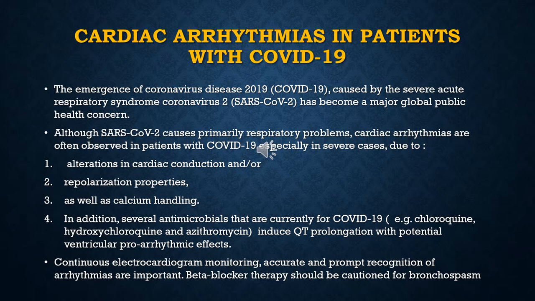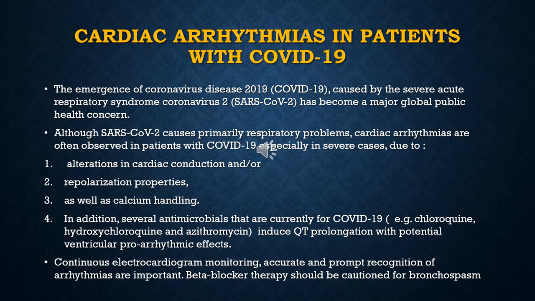Continuous electrocardiogram monitoring, accurate and prompt recognition of arrhythmias are very important. Beta blocker therapy should be used with caution because of its side effect, which is bronchospasm. So if the patient has acute severe respiratory syndrome, be cautious, do not use beta blocker as it will exacerbate the condition of the chest. COVID-19 can produce any type of arrhythmia: sinus tachycardia, atrial fibrillation, supraventricular and ventricular tachycardia. All types of tachycardia can be produced by COVID-19 disease.